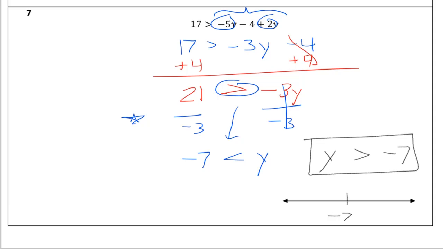Remember, when we are doing a number line with negative numbers, it goes backwards. So the smaller negative numbers are actually larger, right? -5 is actually a bigger number than -7. And we know larger numbers always go to the right. Because this is a greater than sign, it's going to be an open circle, arrow to the right.